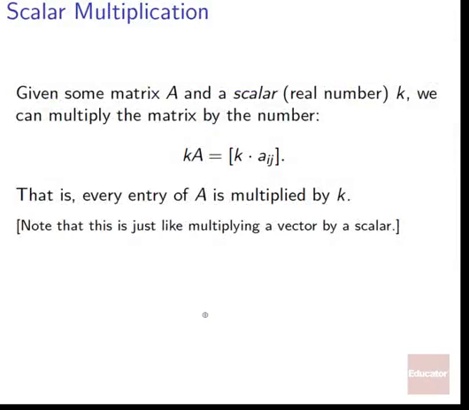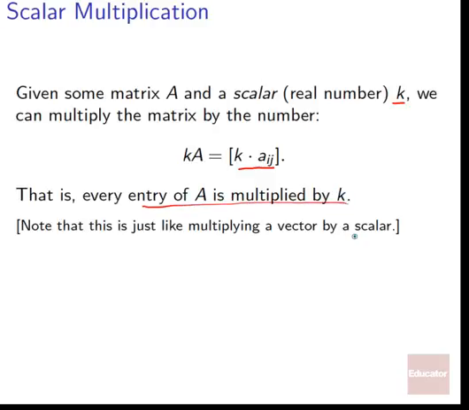All right, at this point, we're ready to actually talk about how we can do some basic arithmetic with our matrices. Given some matrix A and a scalar, that is to say just a real number K, we can multiply the matrix by that number. So K times the matrix A becomes K times Aij, that is, each of the entries of our matrix A gets multiplied by K. So every entry of A is multiplied by K.